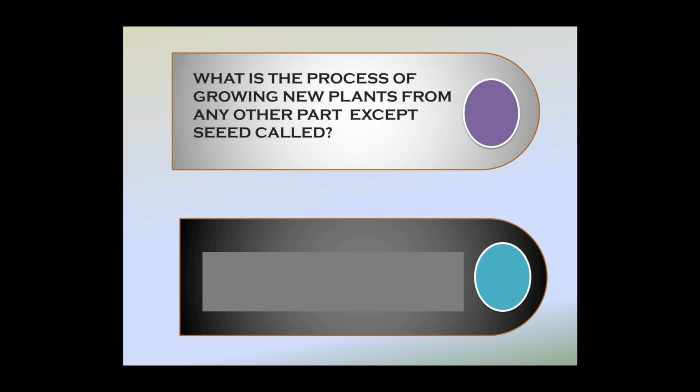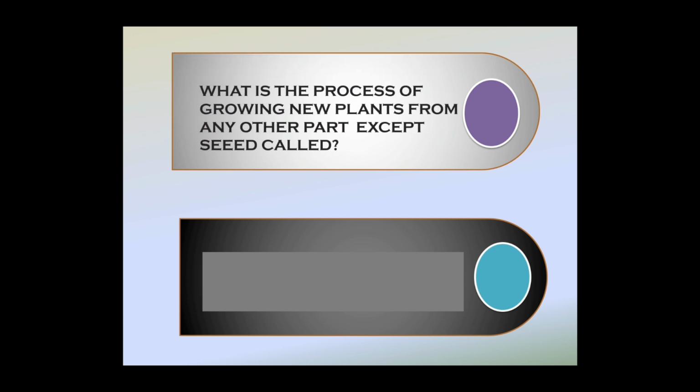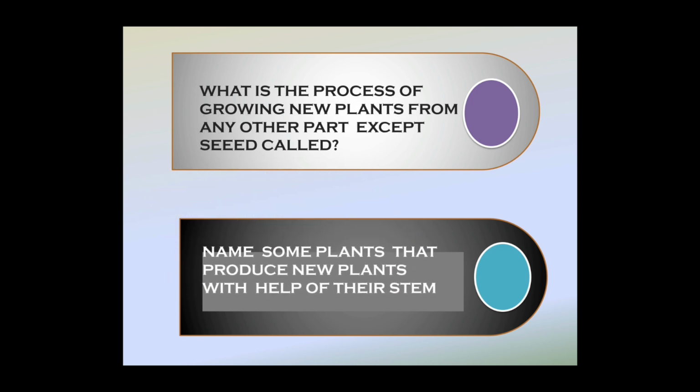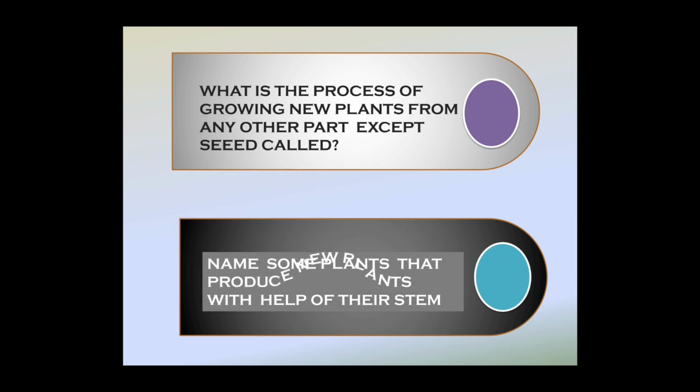Now let us start our discussion with a few questions. What is the process of growing new plants from any other part except seed called? Name some plants that produce new plants with the help of their stem.